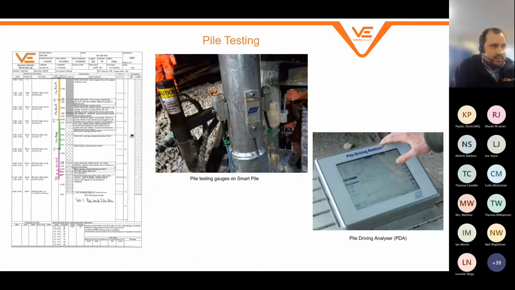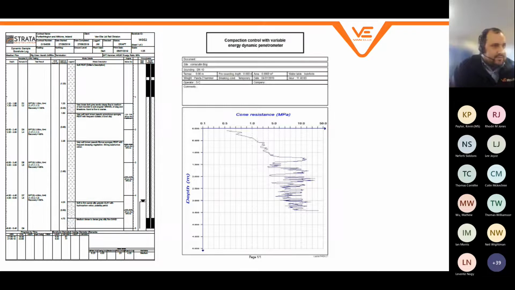So once we've got a target pile length in mind, what we then do is go and install a test pile, and we use a PDA, pile driver analyzer, which actually gives us an inferred working load for that pile, so we can go and prove it in situ. And that gives us a resistance plot for the working load of the pile.